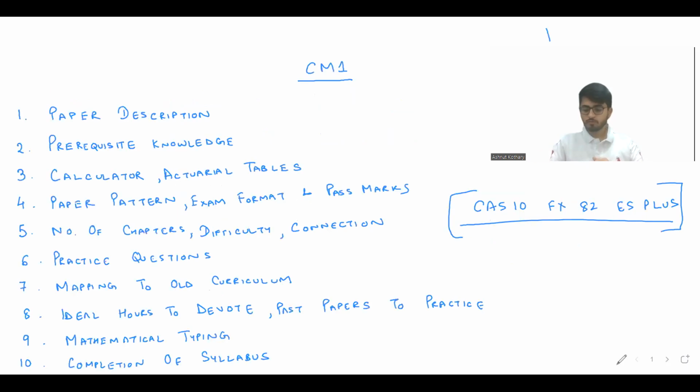Next thing which we would be looking at is the number of chapters which we have. Which chapters are the ones where students generally find difficulty? Is there any sort of connection or relation between the different chapters? In certain papers, it could be that a lot of topics are independent. Let's just take a look at what is the case for CM1.